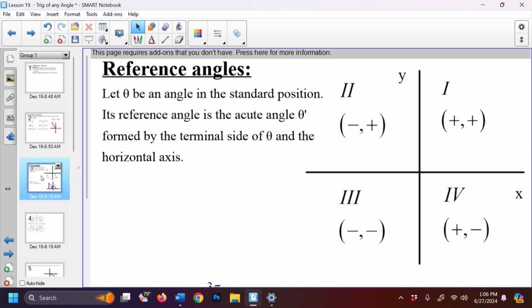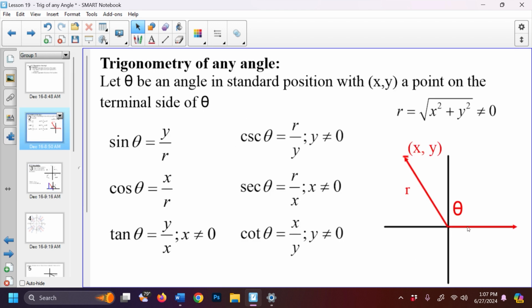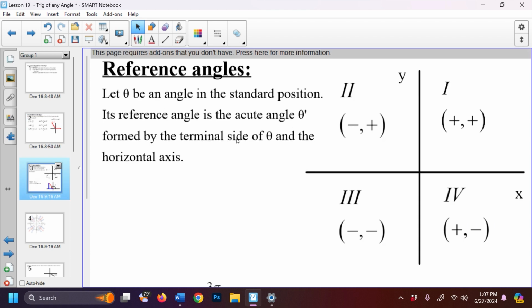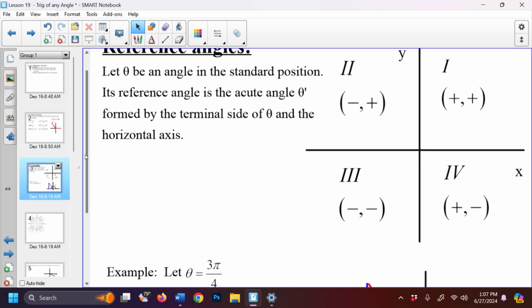Second, reference angles. Let theta be an angle in the standard position. So theta can be any angle. Its reference angle is the acute angle theta prime formed by the terminal side of theta and the horizontal axis. So the terminal side, let's go back to this picture here. This is your initial ray, and this here is your terminal ray. So when I talk about the terminal side, we're talking about that terminal ray, and then the horizontal axis, that is your x-axis.